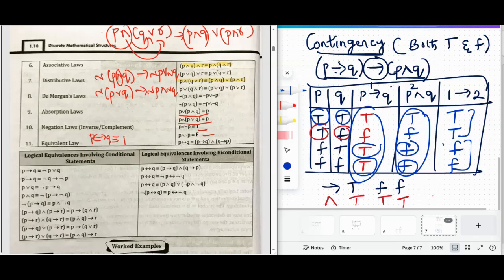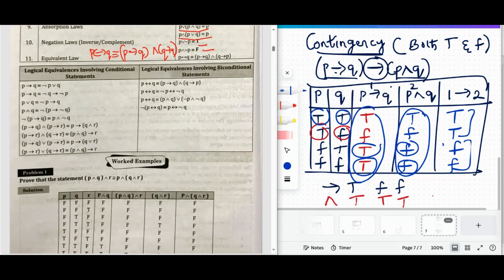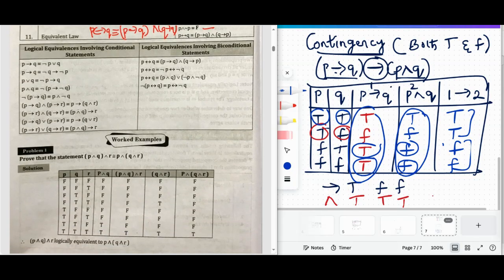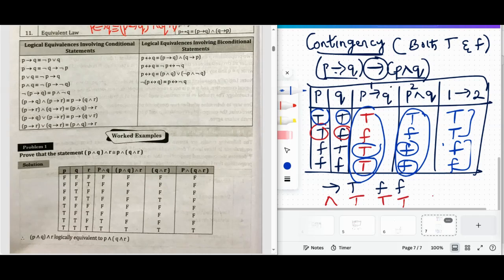Then you have the equivalence law. Equivalence law is very important. P double implication Q will give you P implies Q and Q implies P. So this is called the equivalence law.